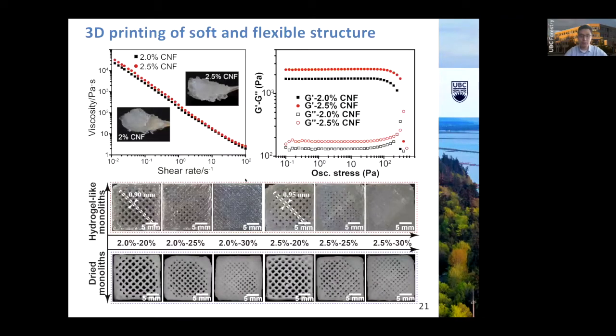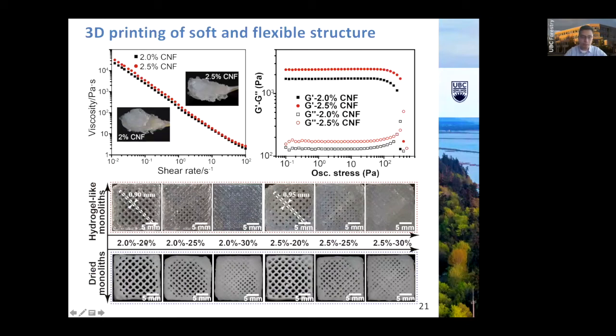So here we use TEMPO-oxidized cellulose nanofibers. We tested different concentrations, and in the end we found 2% and 2.5% give the best printing properties. They show shear thinning, as shown here, as well as a yield strength. The yield point is about 100 Pascal, similar to the previous sample.